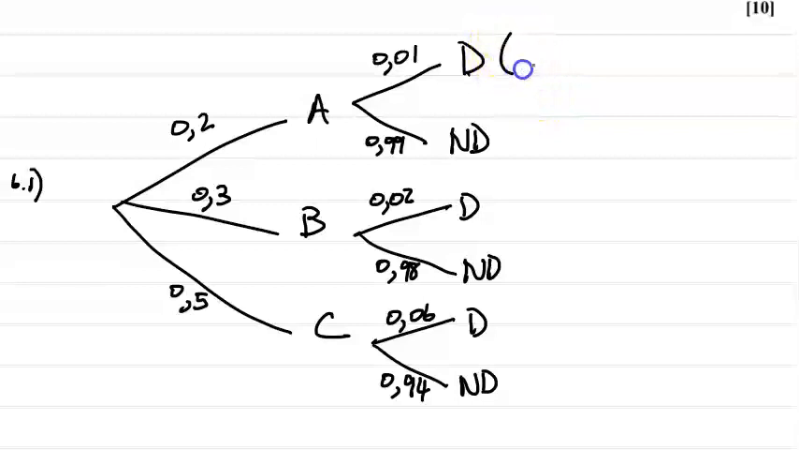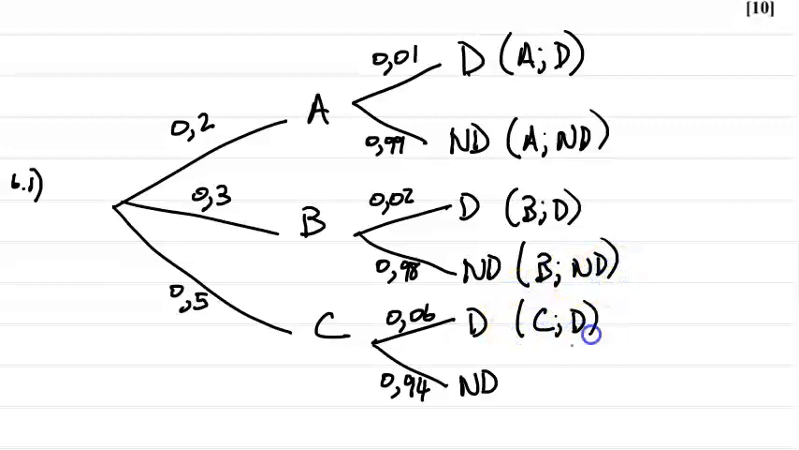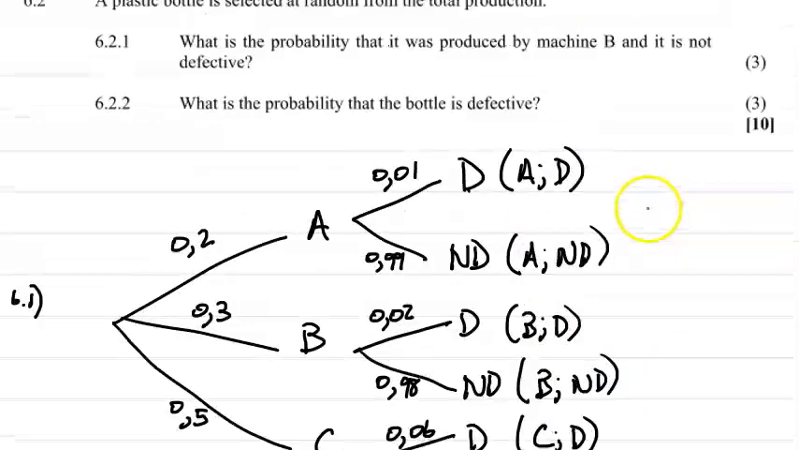So let's just now put our outcomes at the end. That will be A and defective, and this will be A and not defective. That will be B and defective, that's B and not defective, C and defective, C and not defective. So therefore we have a total of 1, 2, 3, 4, 5, 6 outcomes. Now let's answer our questions.